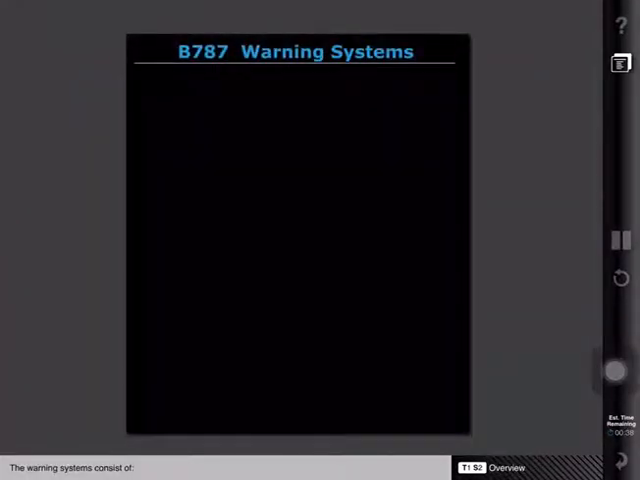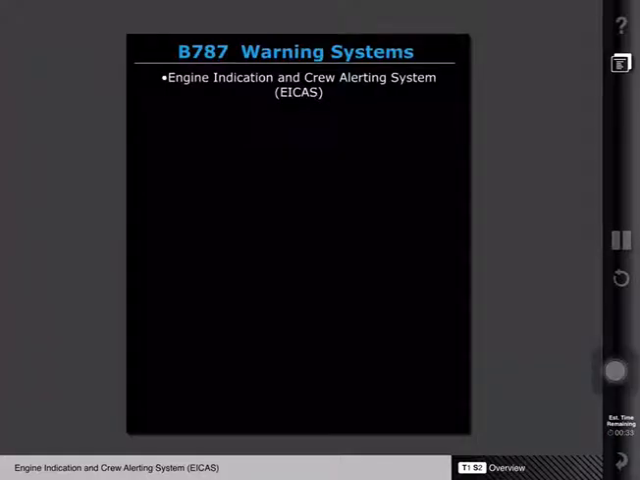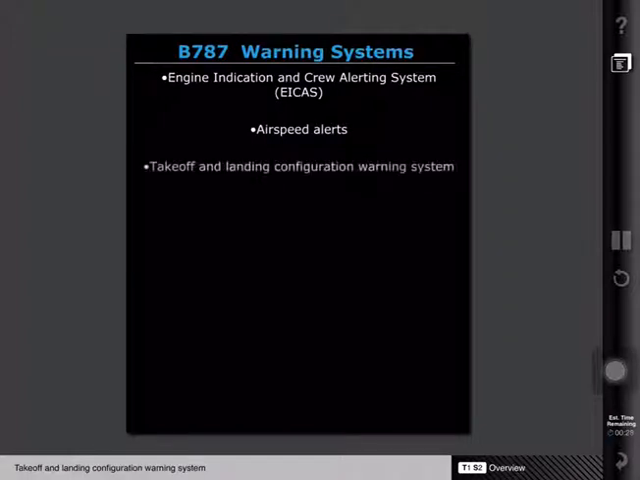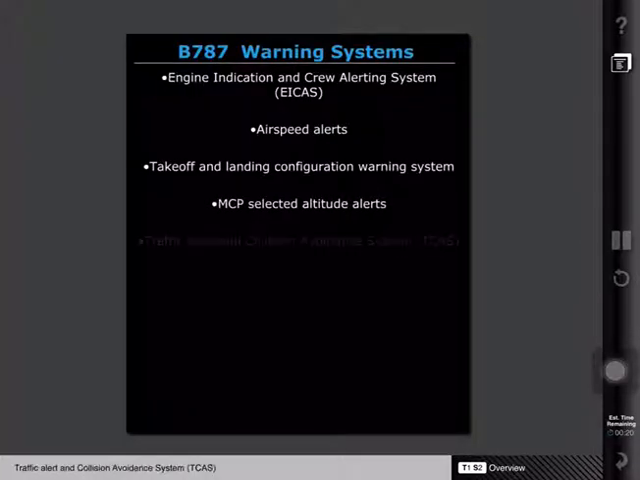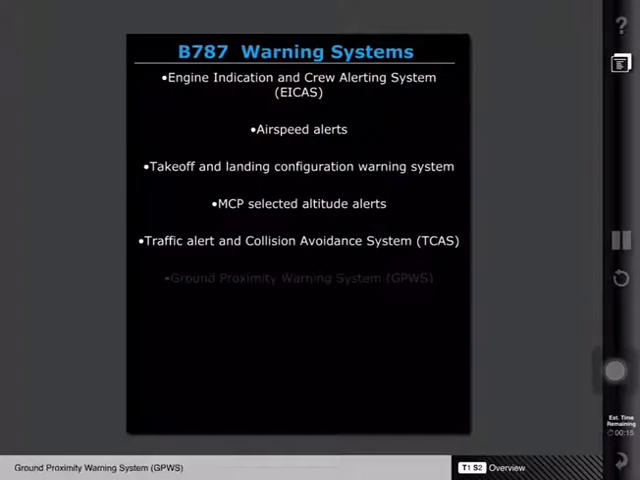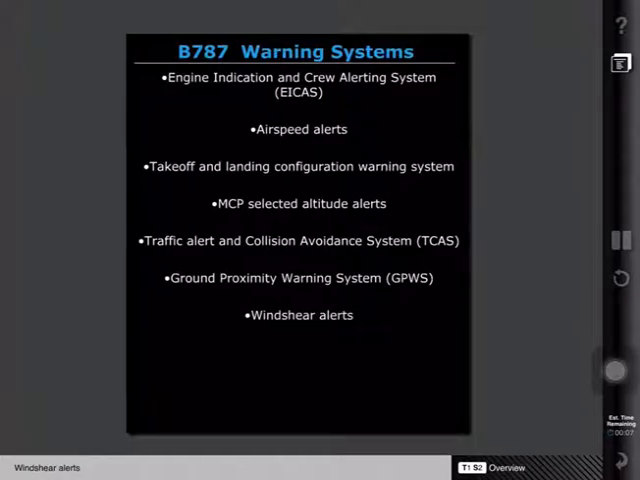The warning systems consist of engine indication and crew alerting system, or ICAS, airspeed alerts, takeoff and landing configuration warning system, MCP selected altitude alerts, traffic alert and collision avoidance system, or TCAS, ground proximity warning system, or GPWS, wind shear alerts, alert inhibits, and a tail strike detection system.